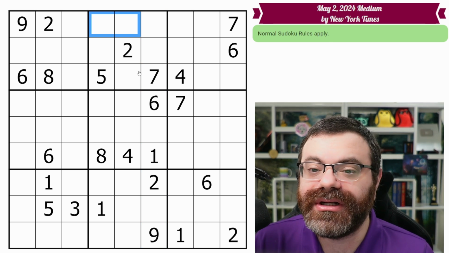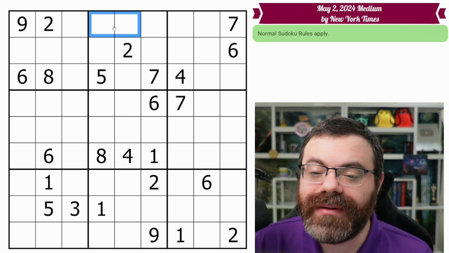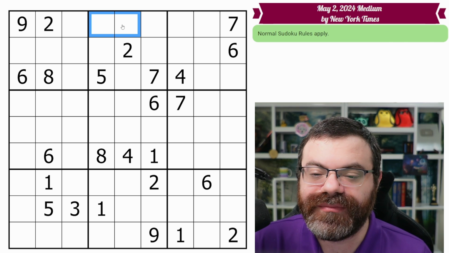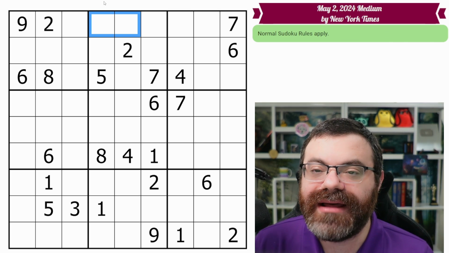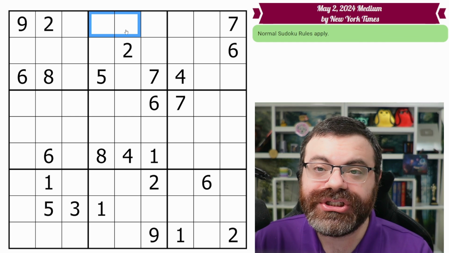Now, this is where I'm going to start introducing our notation concepts, because it would be really nice to remember that 6 was limited to 2 cells in this box. That's important information to remember. We don't want to have to rescan that later when we discover that one of these cells got filled. So we use notation to remember that.